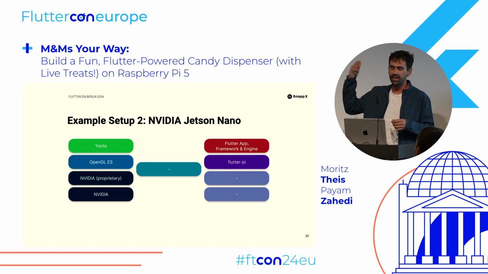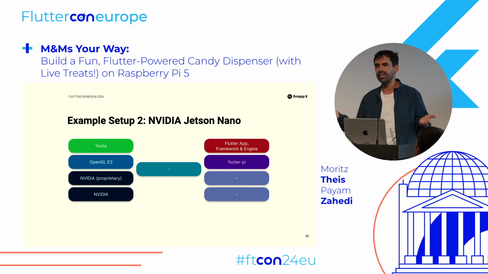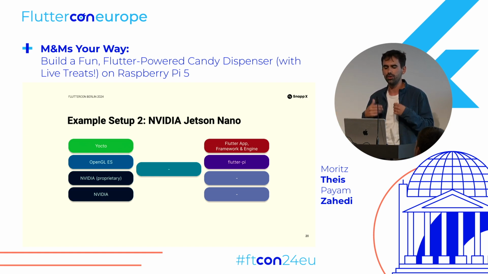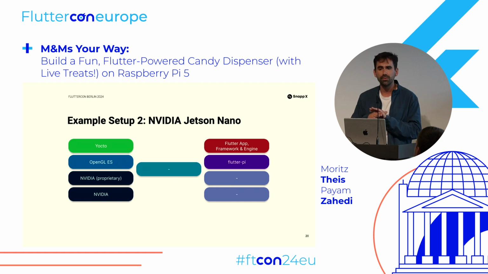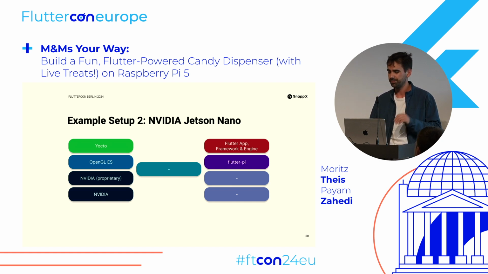Example 2, NVIDIA Jetson Nano. Again, another custom Yocto build, no GTK, no GDK on the system. We don't even have any server protocol running. It's also very common. Instead, we use what is so-called DRM, Direct Rendering Management. Perfect for using Flutter-Pi. It works without GTK, without GDK, and with Direct Rendering Management.